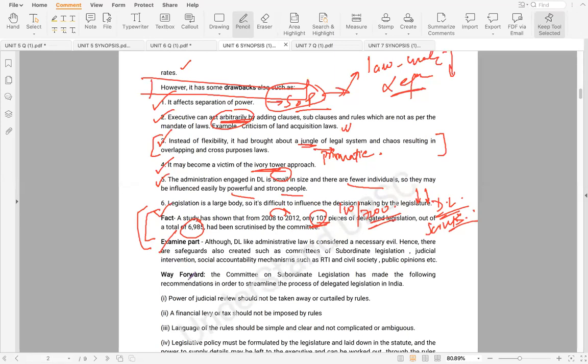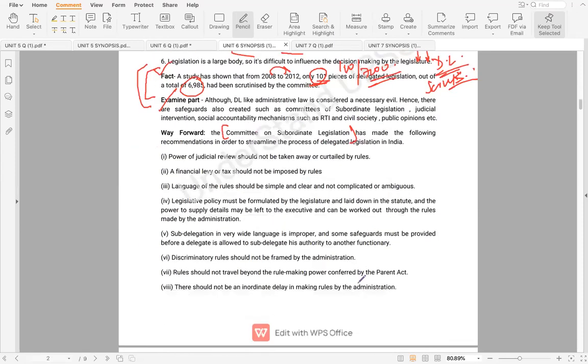Way forward, again, the Committee on Subordinate Legislation has made the following recommendations in order to streamline the process of delegated legislation in India. The power of judicial review should not be taken away. A financial levy or tax should not be imposed by the rules. So the power of the purse should only lie with the legislature. The language of the rule should be simple and clear.